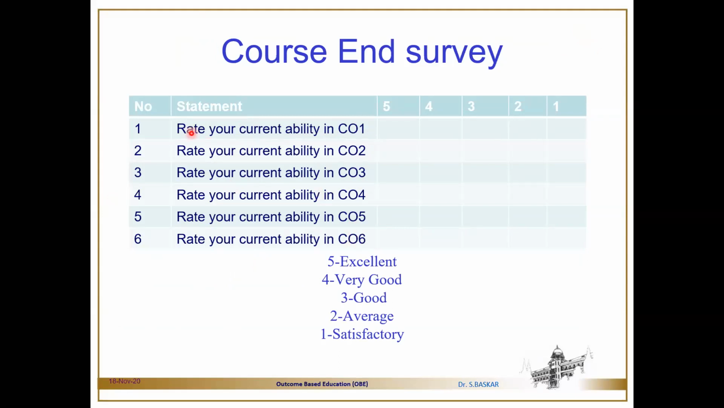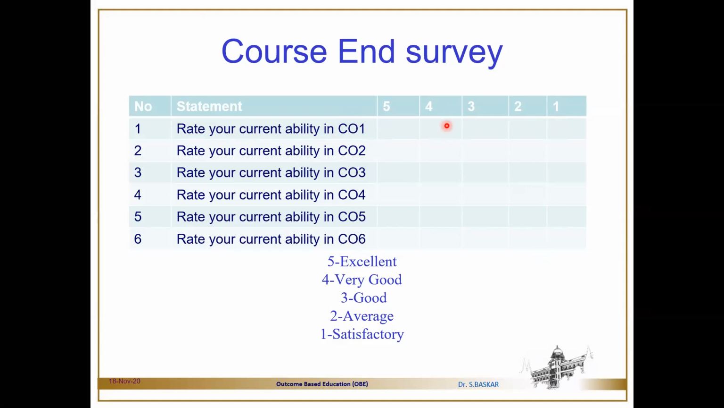There is a difference. Rate your current ability in PO1. We should not say PO1; we have to write the actual statement of PO1. Therefore, minimum we should have 12 questions, each question corresponding to one PO. We can use a 5-point scale for the same thing. After collecting the opinion of each and every student on each and every PO, we are able to calculate the PO attainment.